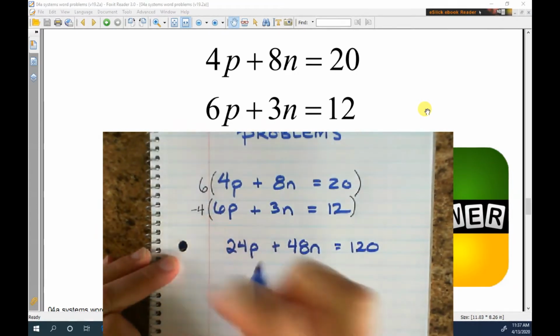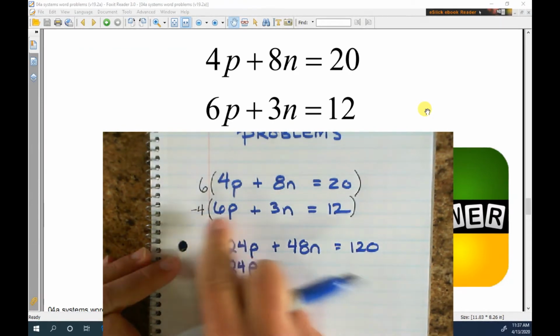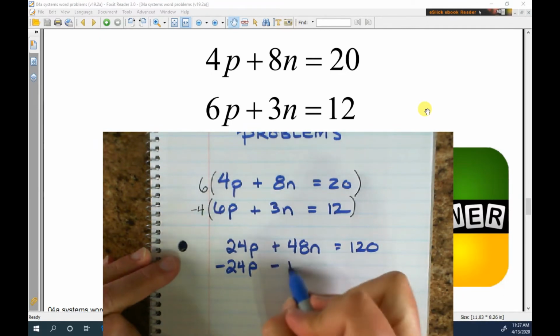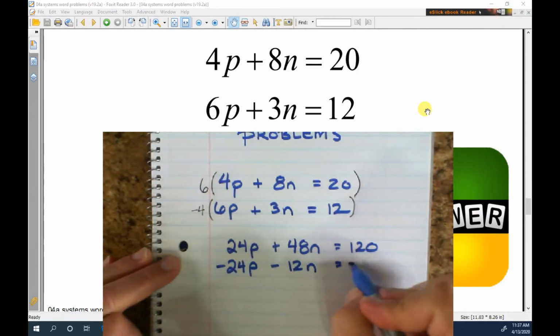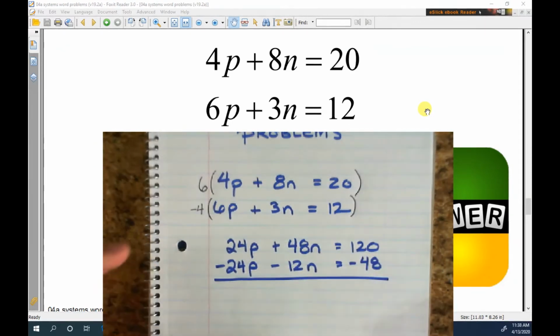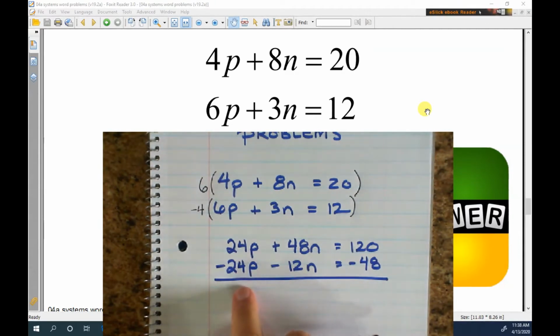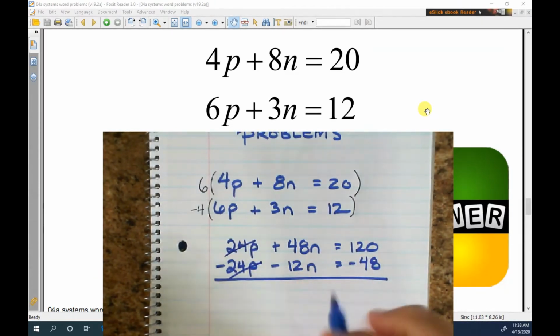Negative 4 times 6 is negative 24p. Negative 4 times 3 is negative 12n. And negative 4 times 12 is negative 48. These two cancel each other out. 48 minus 12 is 36.